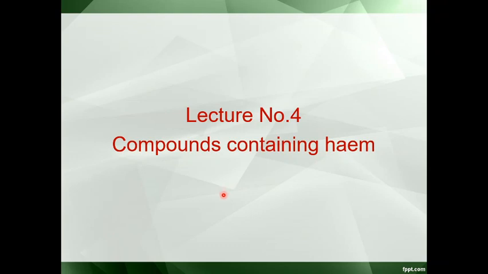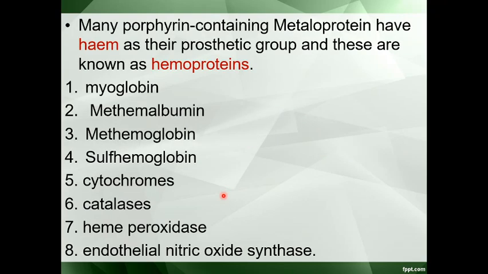Compounds containing heme. Many porphyrin-containing metalloproteins have heme as their prosthetic group, that is, heme and the protein are joined together. For example, myoglobin, methemalbumin, methemoglobin, sulphemoglobin, cytochromes, catalase, heme peroxidase, endothelial nitric oxide synthase. These are the compounds that contain heme combined with the protein globin.